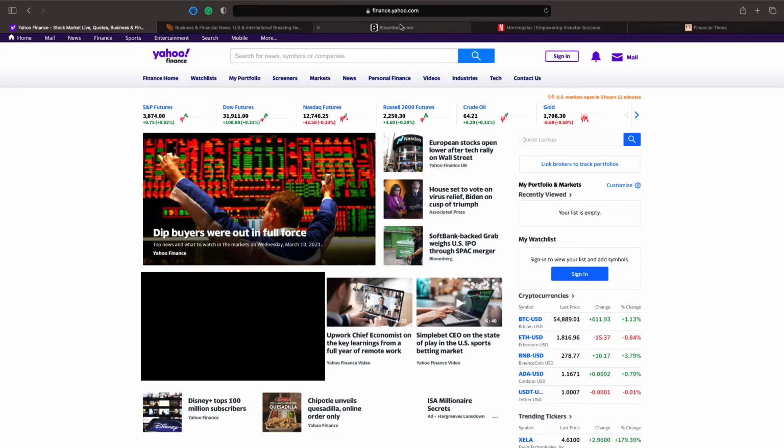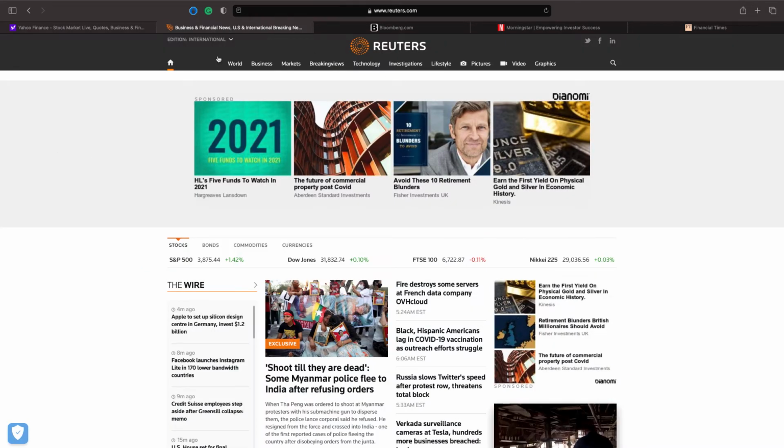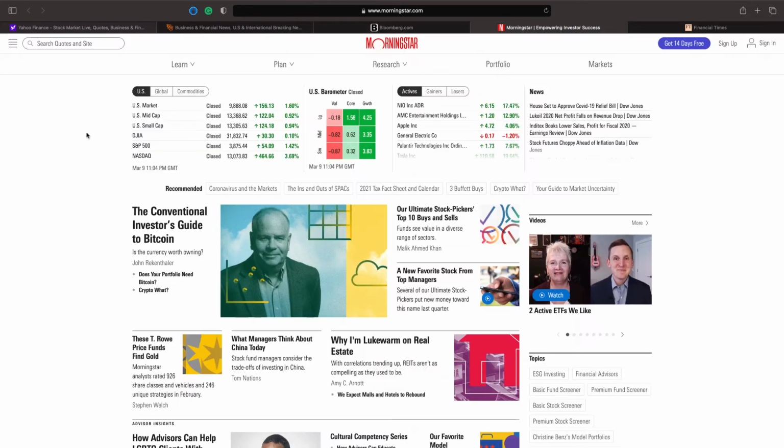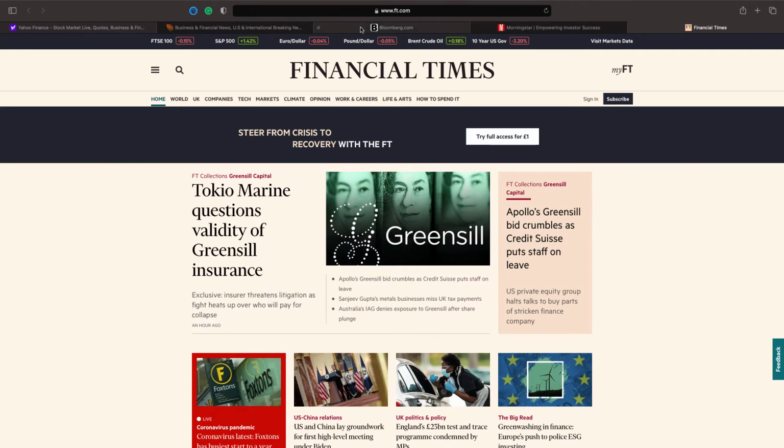So the first one is Yahoo Finance, which you can get to by heading to finance.yahoo.com. The second one's Reuters, which is just reuters.com. Then you've got Bloomberg, which is bloomberg.com, Morningstar, morningstar.com, and the Financial Times, which is ft.com.